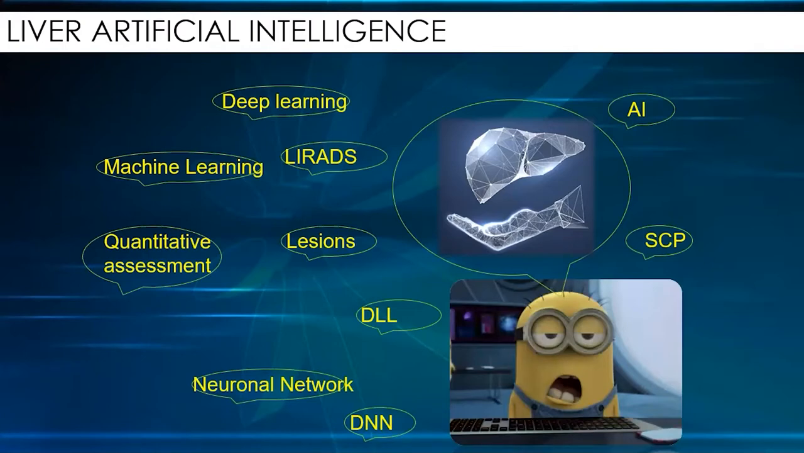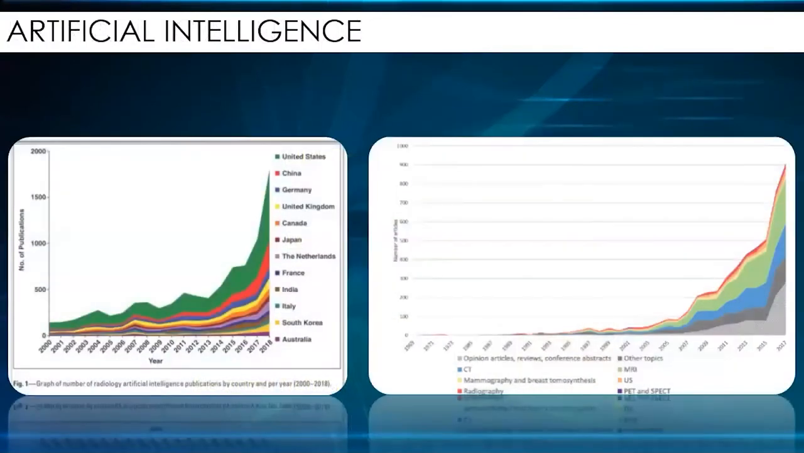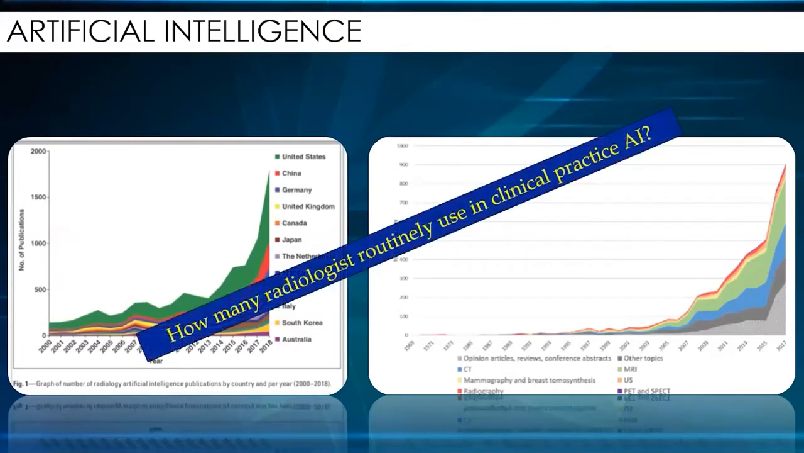For this reason, I started doing a research on PubMed. What I found is that the number of publications increased dramatically in the last 5 or 10 years, and most publications focused on the application of CT and MR, so on the radiological world in artificial intelligence. But I posed to myself an important question: how many radiologists routinely use AI in clinical practice? Because I do not see so many people who are really used to working with AI.